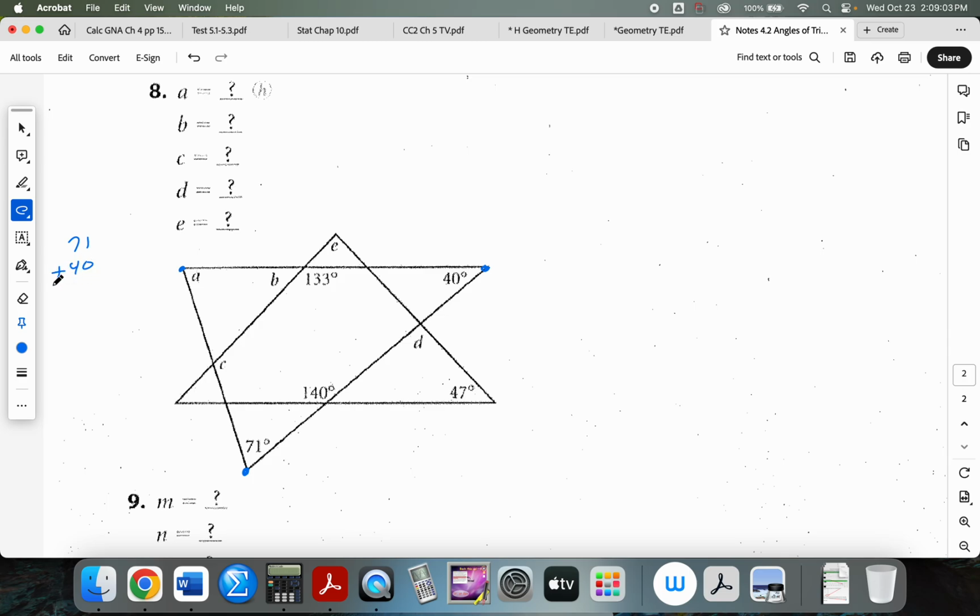71 and 40 added together is 111 from 180 is 69.